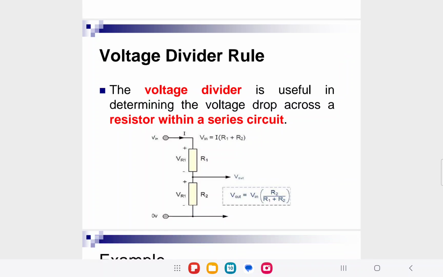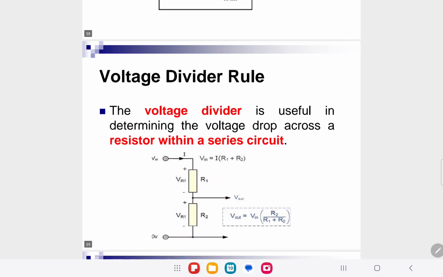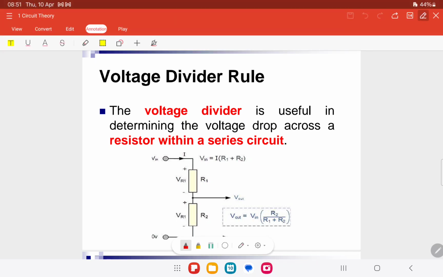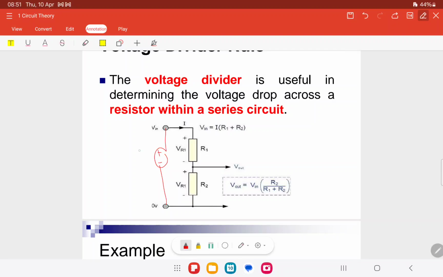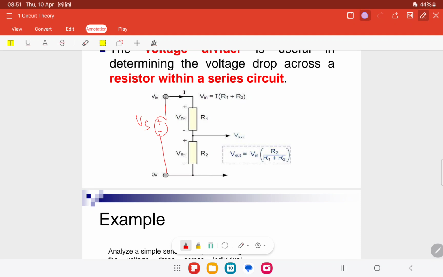Contoh macam ni. We have a supply here, plus minus VS, V in. So we have 2 resistor in series. Kalau nak lukis macam ni pun boleh juga, sama je. So R1 and R2, kita terus tahu it is in series. Now we want to get what are the voltage at each of the specific resistor.